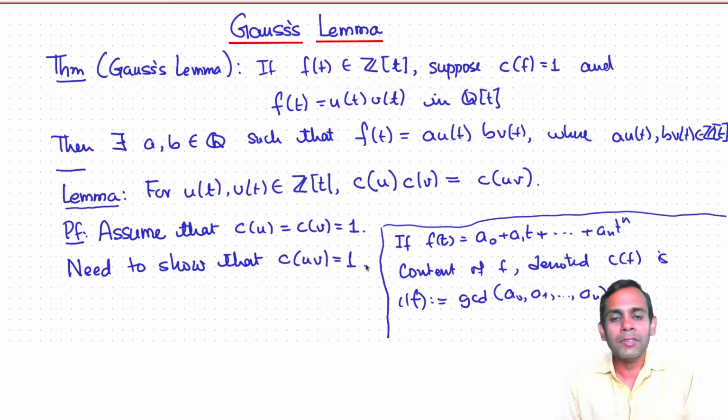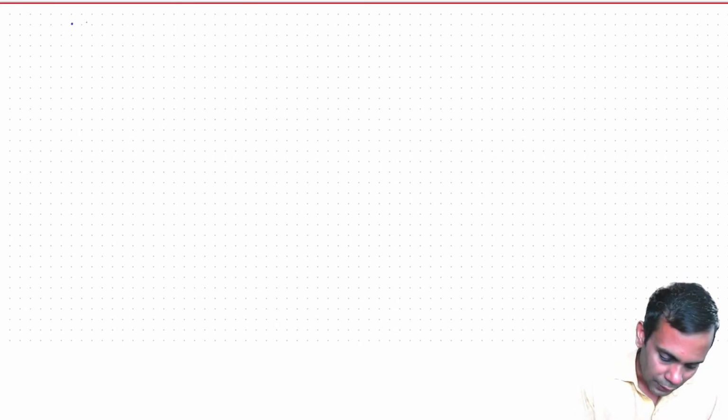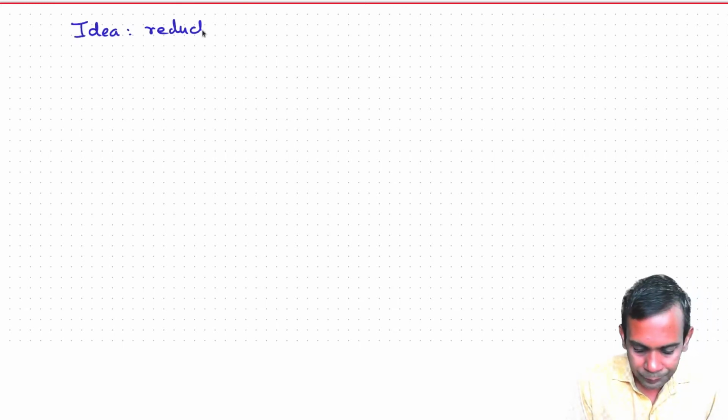For this, we will use a technique that is very useful for analyzing polynomials, which is the reduction of coefficients modulo a prime. Now, we need to show that the content of uv is 1, for which it is enough to show that no prime divides all the coefficients of uv. Right? So we'll use reduction modulo p. So let me just explain that. So the idea is reduction modulo p.